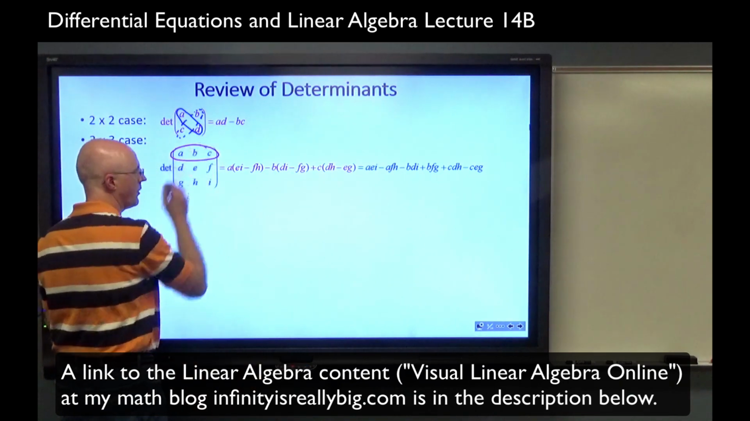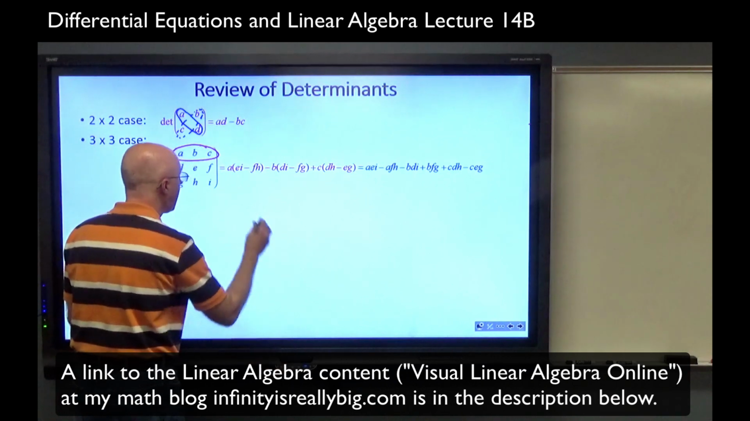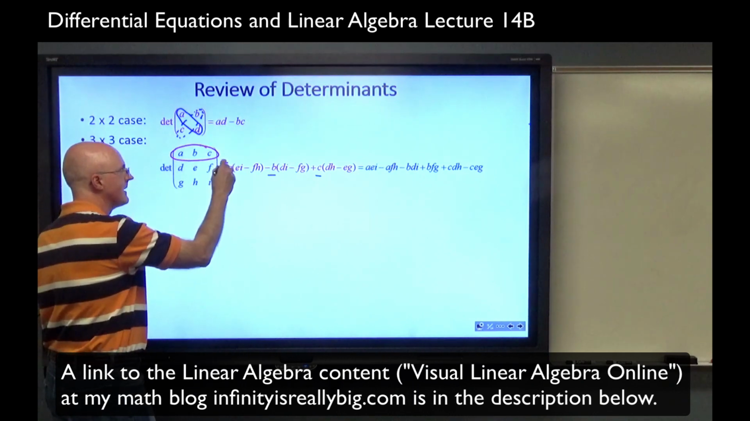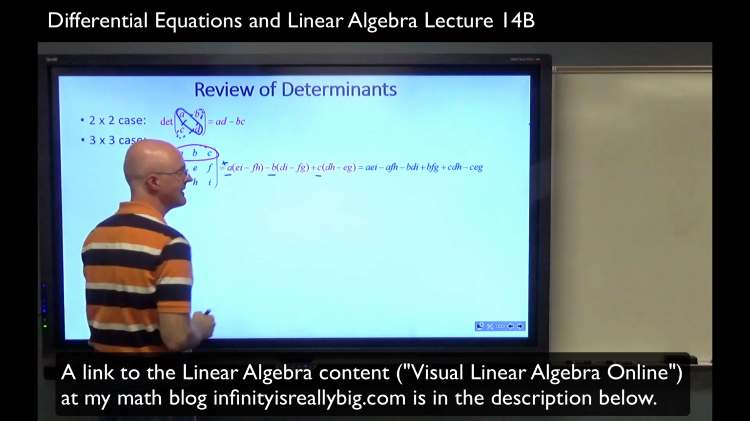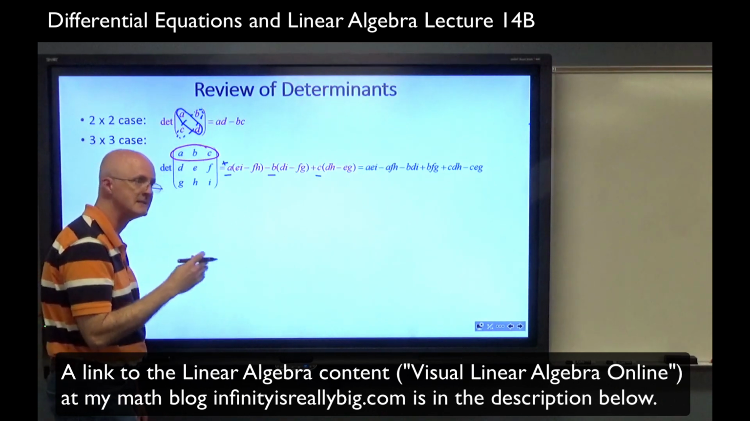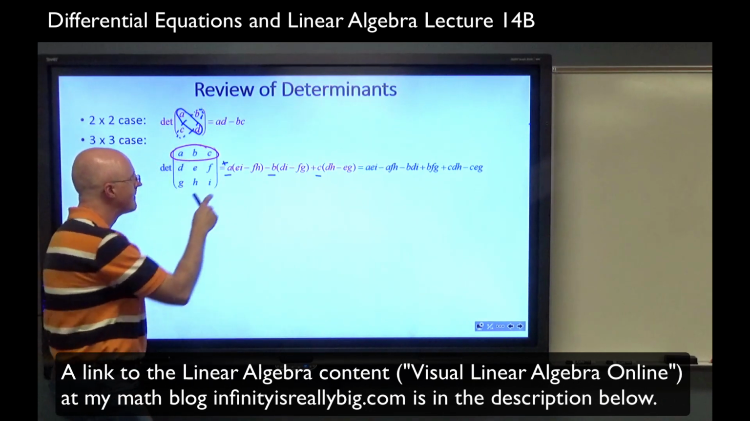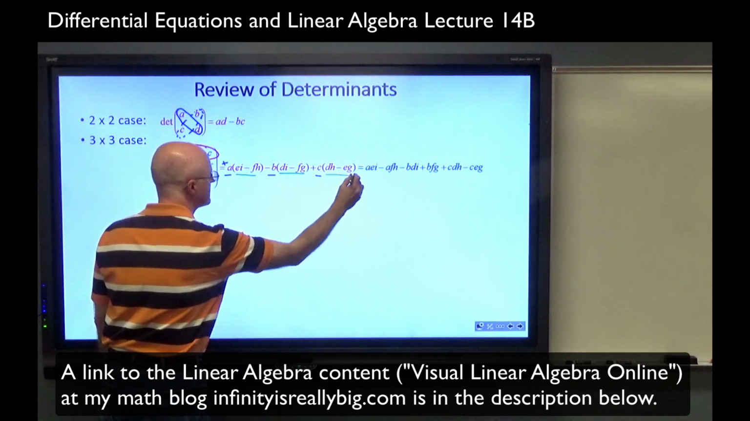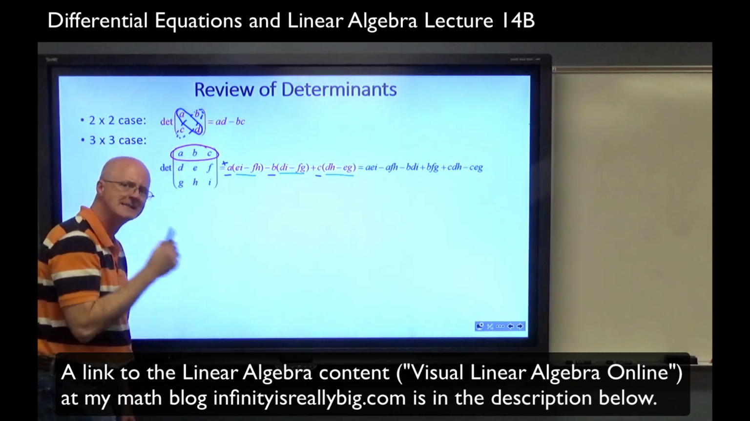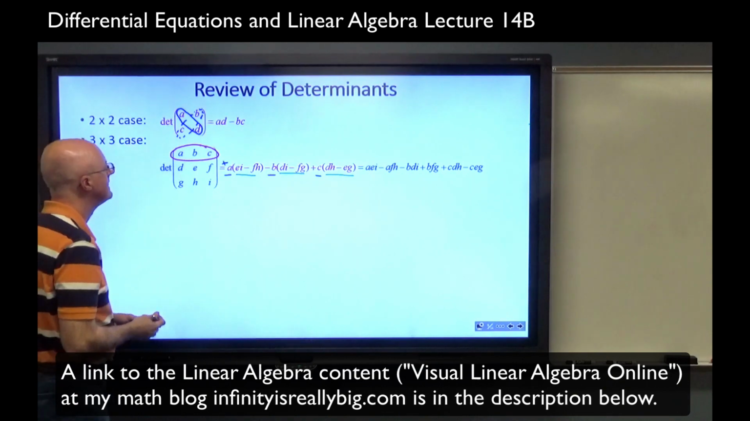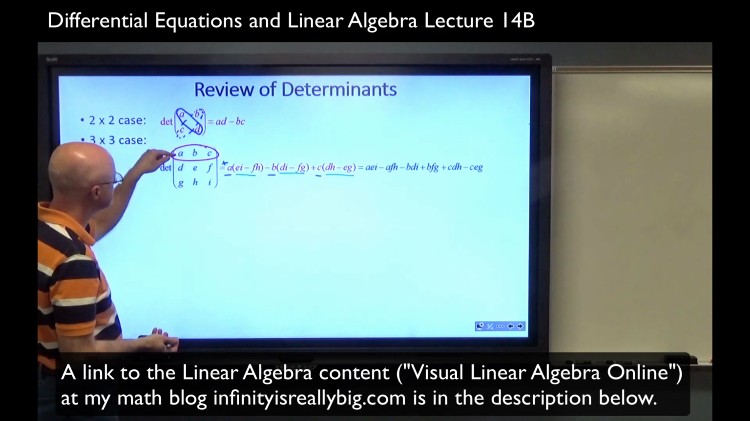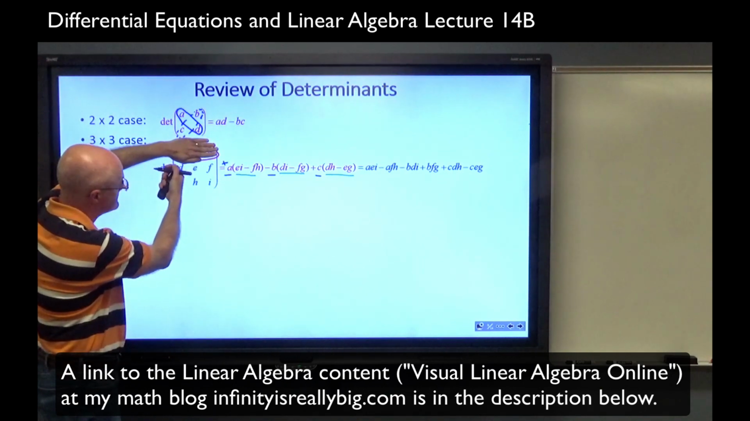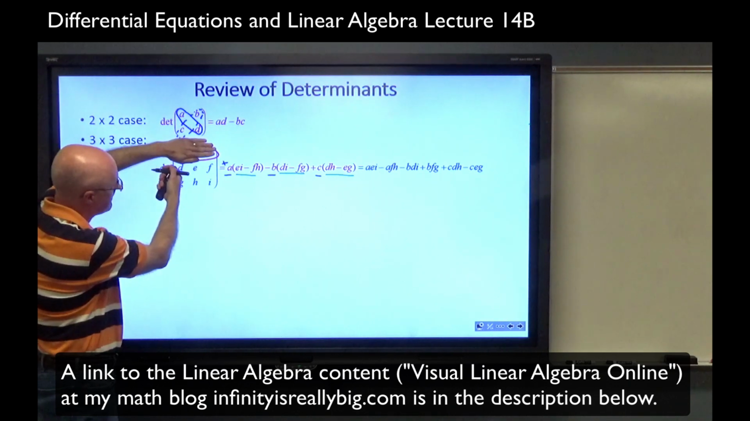Across the first row, notice the A, the B, and the C are the entries of the first row, though with a plus sign here, a minus sign here, and a plus sign there. These signs alternate plus, minus, plus when you go across the first row. The quantities in the parentheses, EI minus FH, DI minus FG, DH minus EG, are determinants of 2x2 submatrices of this 3x3 matrix. For the first one, you take this number A in the first entry, first row and first column. Imagine crossing off that first row and first column, and you're left with a 2x2 matrix. The determinant of that matrix is E times I minus F times H.